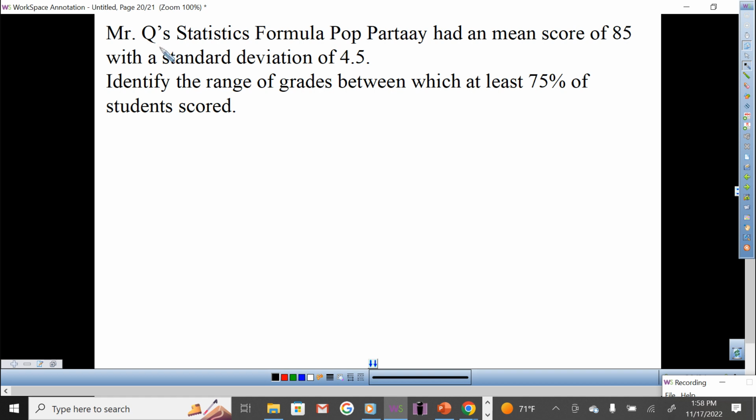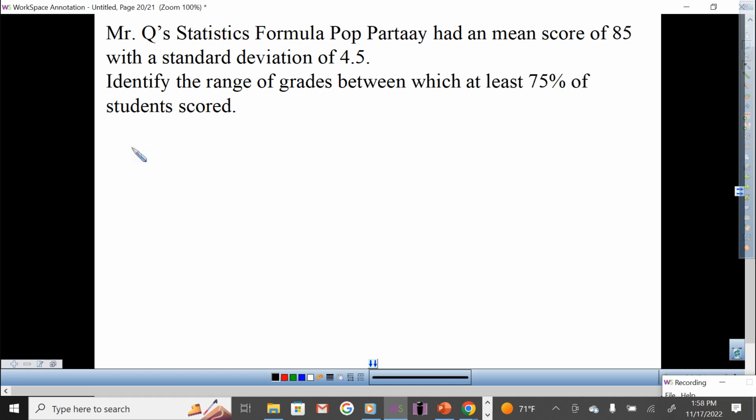All right. Once again, it says, Mr. Q's statistics formula parte had a mean score of 85 with a standard deviation of 4.5. Identify the range of grades between which at least 75% of students scored. Okay? So, check this out, guys. Whenever we have this, look up to the screen. We're going to do this by hand.